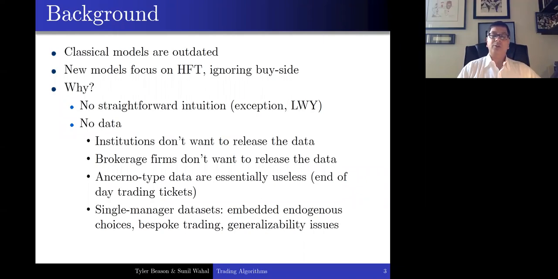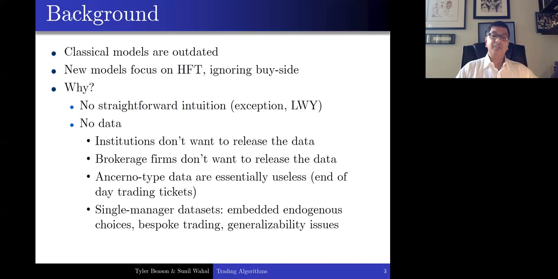Institutions themselves don't want to release the data. They think that releasing it reveals proprietary information. Brokerage firms just as well don't want to release it because that reveals the proprietary nature of some of their algorithms. You know, a variety of papers have used Ancerno type data for different things. For our purpose, that data is largely useless, and that's because it is largely based on end-of-day trading tickets as opposed to precise details of execution.